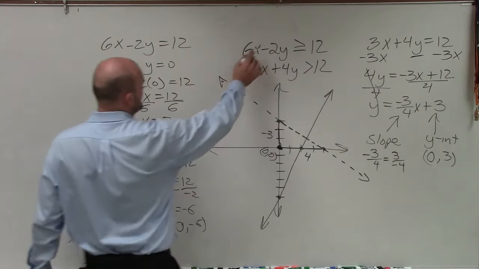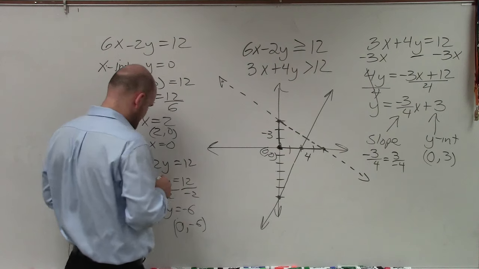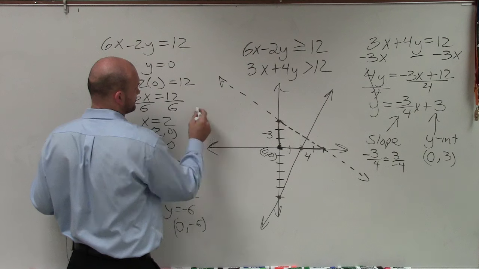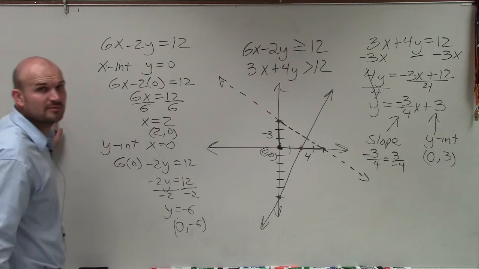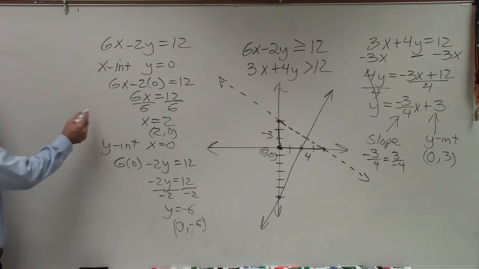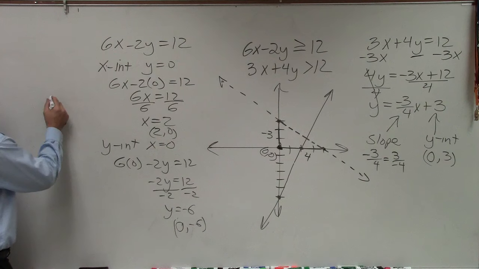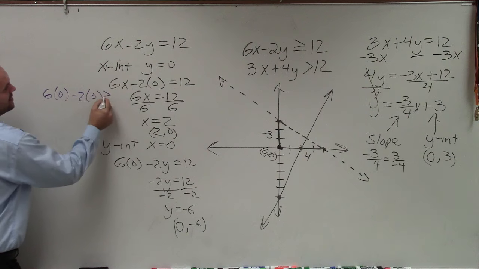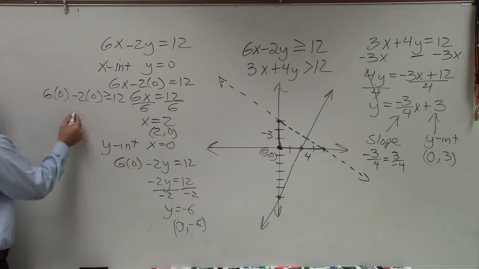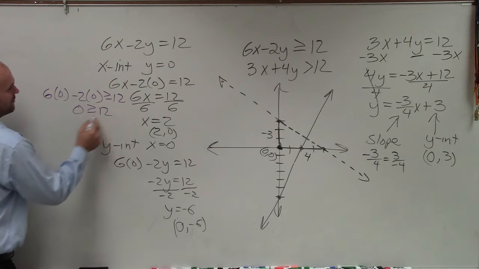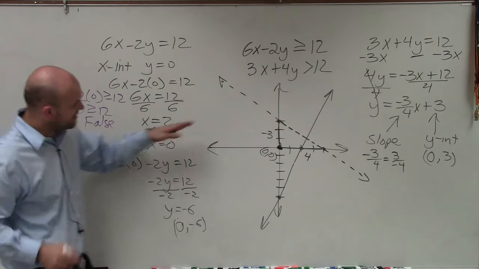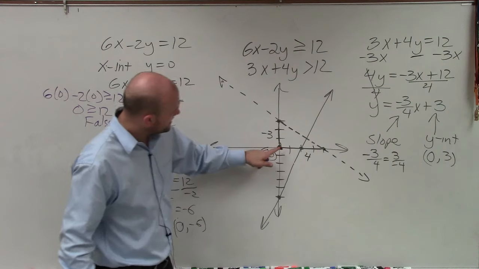So let's plug (0, 0) into the first equation. Let's use a different color here. Actually, I have more room over here. So let's do 6 times 0 minus 2 times 0 is greater than or equal to 12. Well, 0 is greater than or equal to 12. That is obviously false. So for my first boundary line, my test point is false.